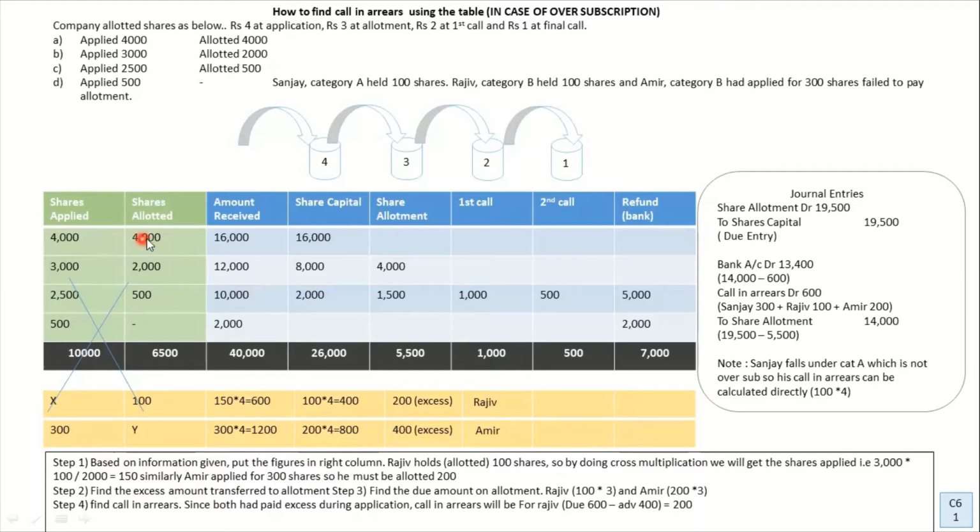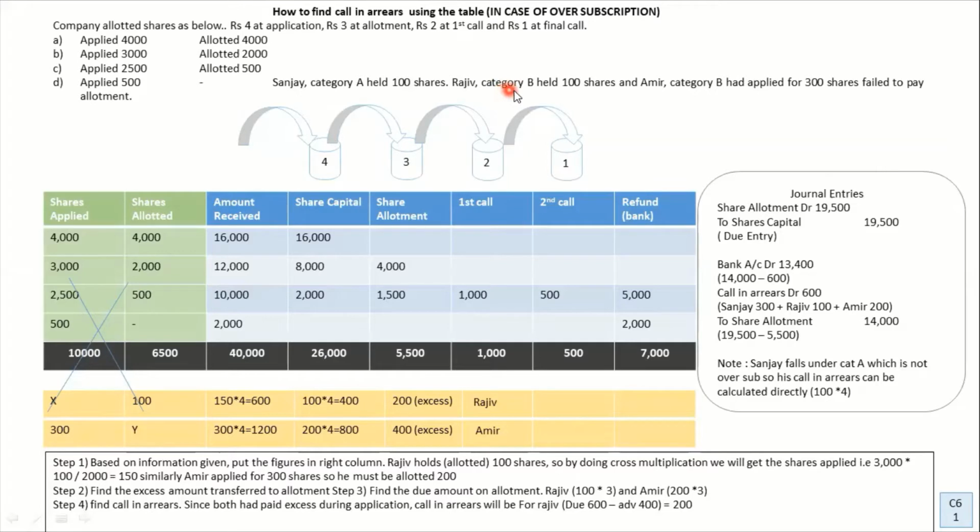So in this category, there is somebody by the name Sanjay who has got 100 shares, could not pay the allotment. Okay, the word allotment has come over here. So they could not pay the allotment. So how do you find out the call in arrears? What is the allotment figure? 3. Sanjay holds 100 shares. 100 into 3 is what the call in arrears is for Sanjay.